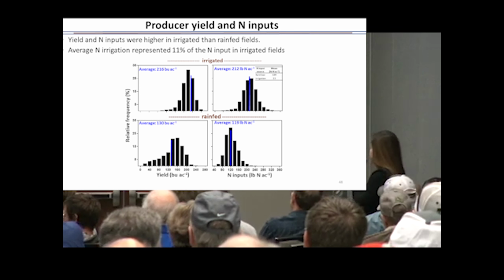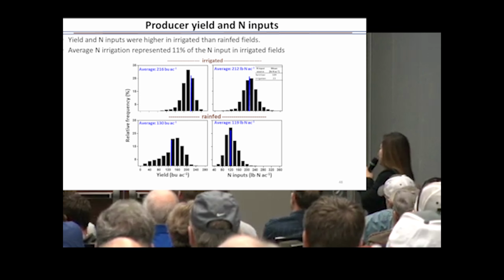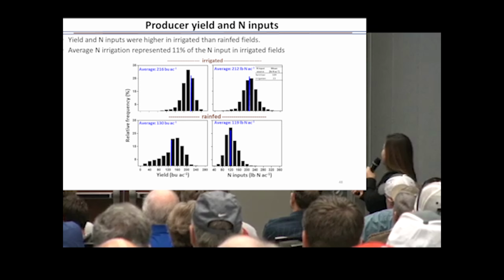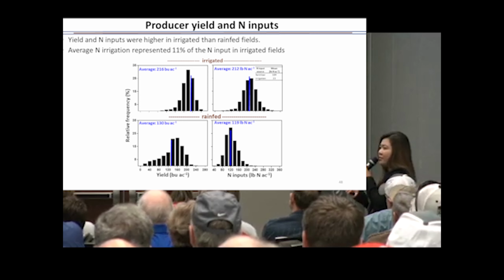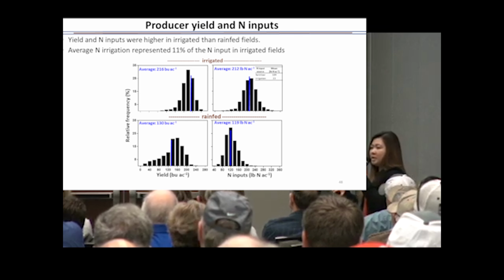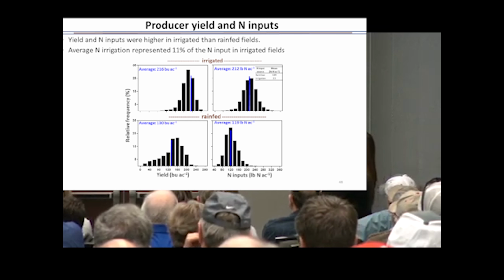And this is again due to the erratic precipitation across years, in which rain-fed field yields were affected as compared to irrigated fields. Another thing that I'm showing here is this small inset, which shows the amount of nitrogen from fertilizer and irrigation. And we can see here that the nitrogen from irrigation is around 11% of the total nitrogen inputs applied for irrigated fields.